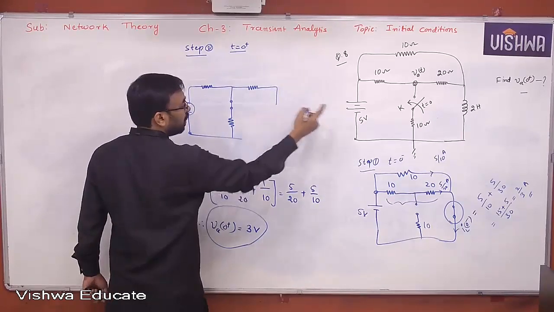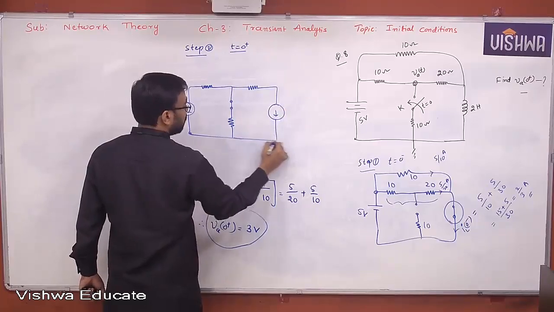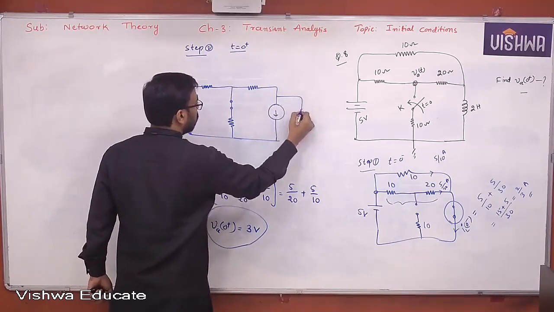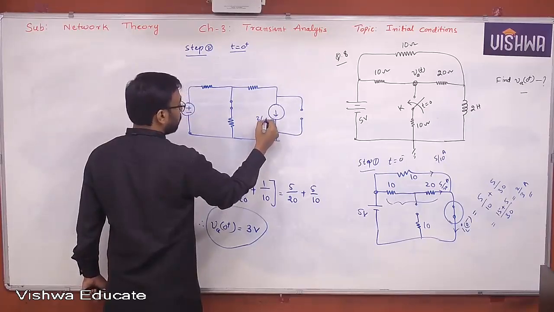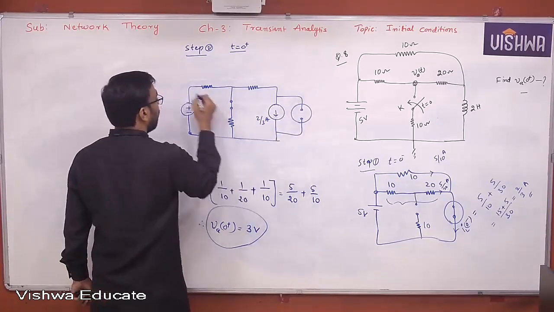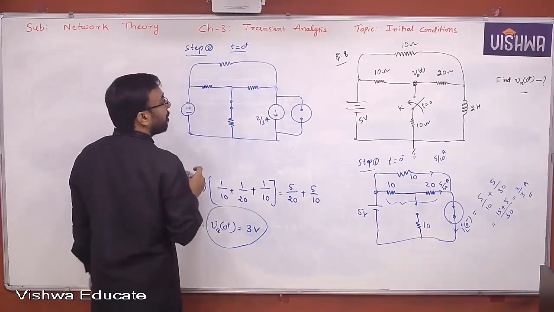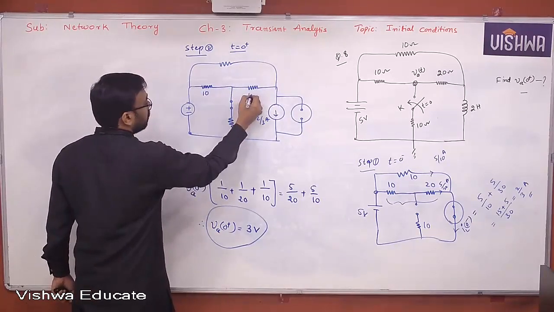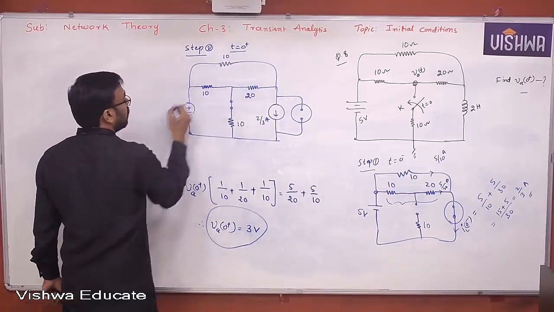What is that? You have inductor. Inductor is replaced by what? An equivalent current source with a parallel inductor model. Yes or no? This is 2 by 3 ampere. This is an inductor physically available. There is an equivalent model. Okay. 10, 10, sorry, 20. This is 10. This is also 10. Now this is 5 volts.